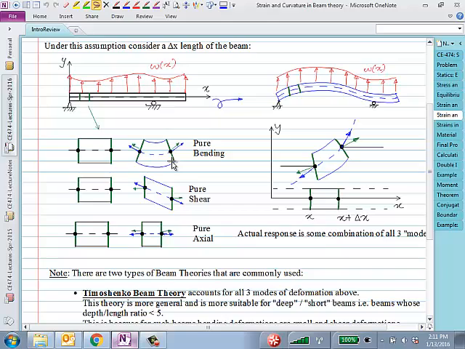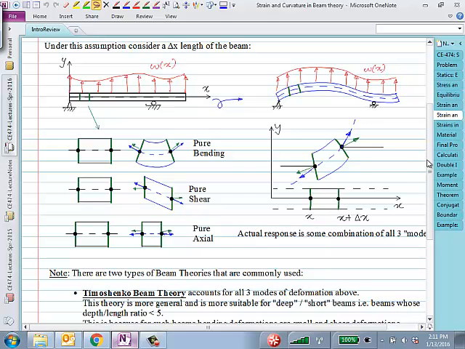And lastly, of course, we have purely axial deformation. If I take the beam and compress it, it would actually shrink in length, and that's the third mode of deformation. Because these would be the only three modes that are possible. Why? Because the cross sections are rigid, right?